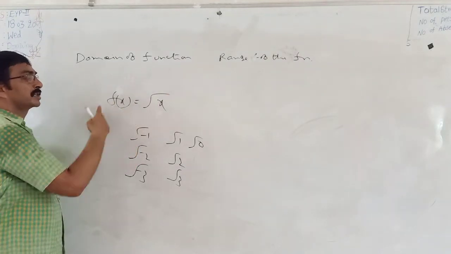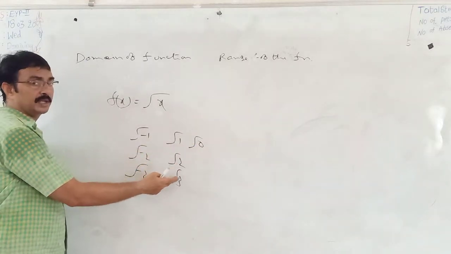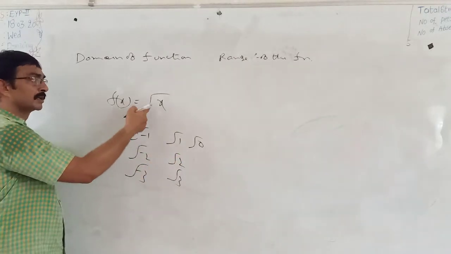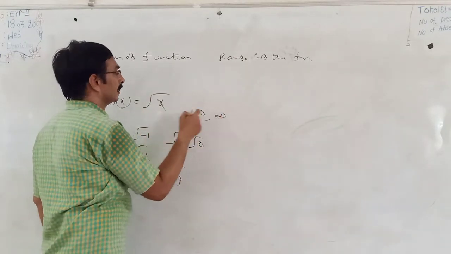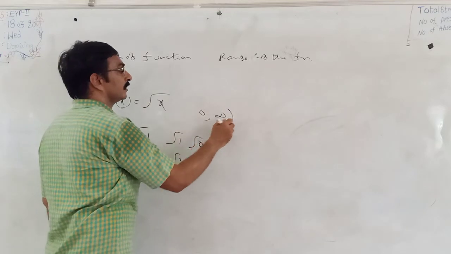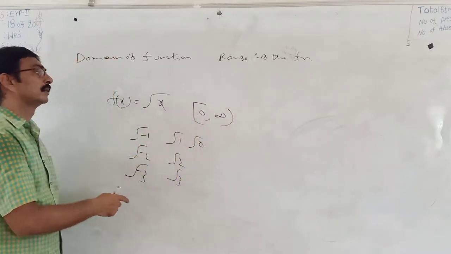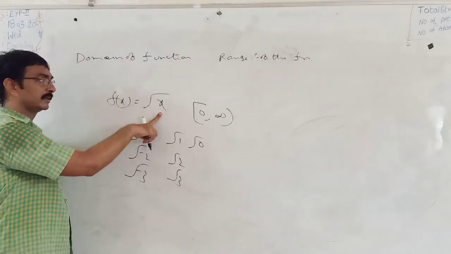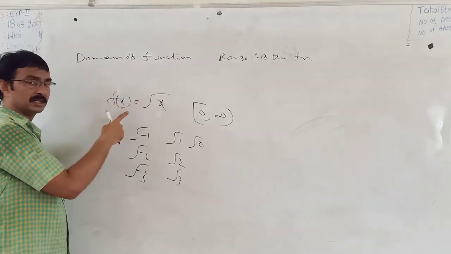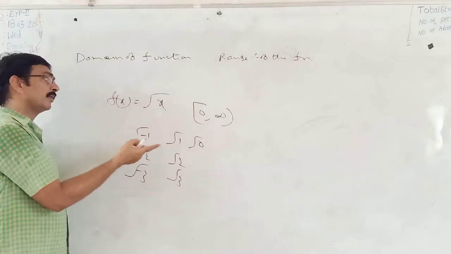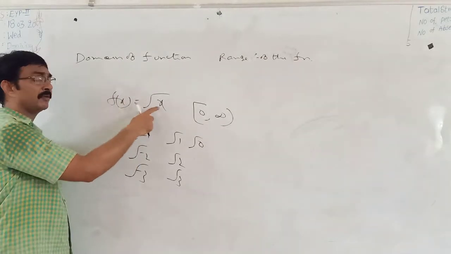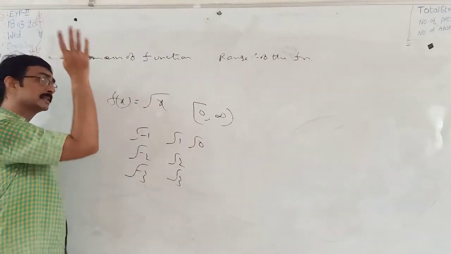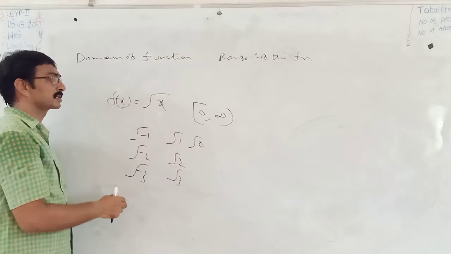So the domain of this function is 0, 1, 2, 3, 4, 5, not only integers but also 0.1, 1.2, 3.4 and so on. So the domain of the function root x is 0 to infinity, because root of negative values is not defined. Thus, the domain of the function is the set of values of x for which f of x is defined. For what values of x is f of x defined? The set of those values is called the domain of the function.